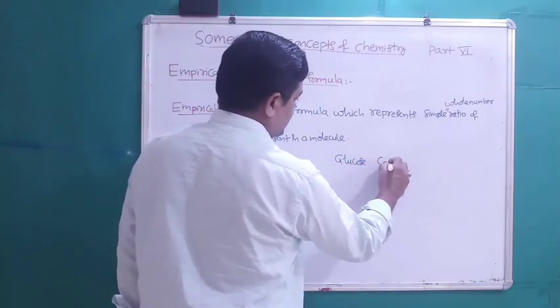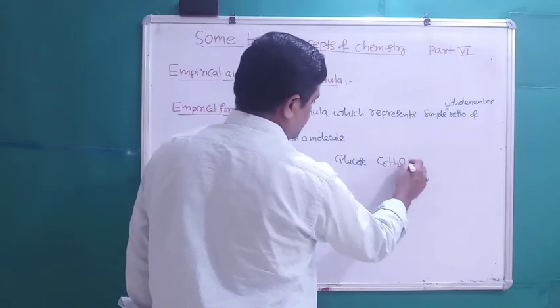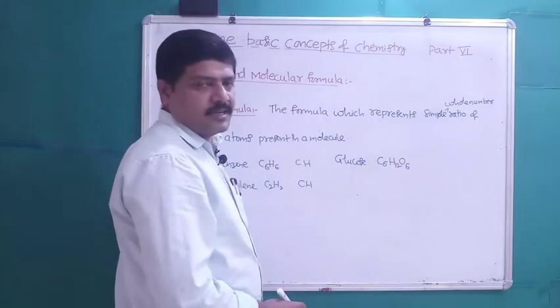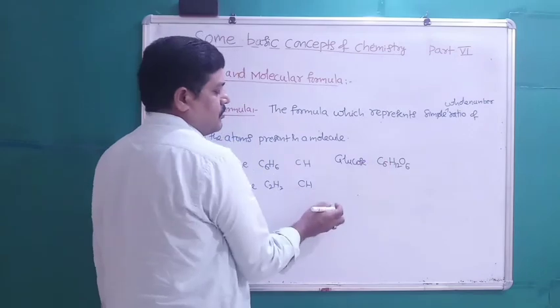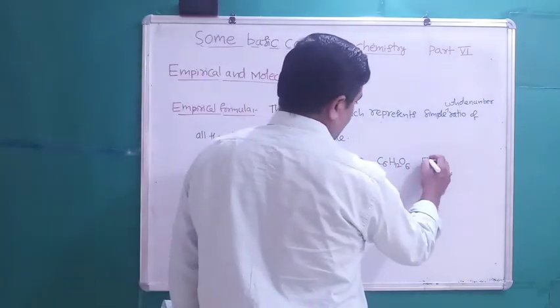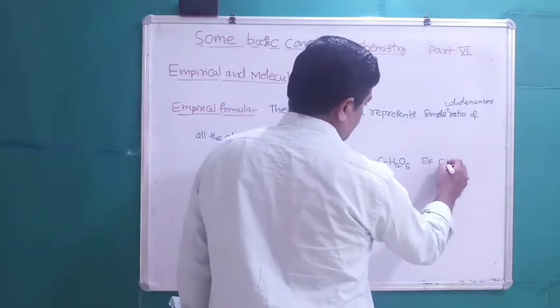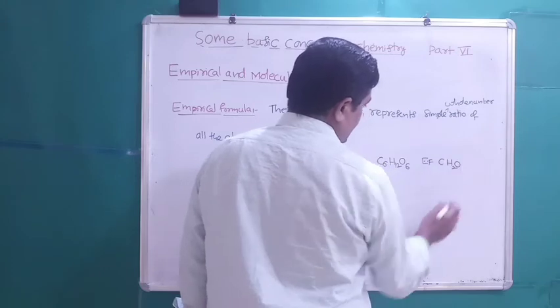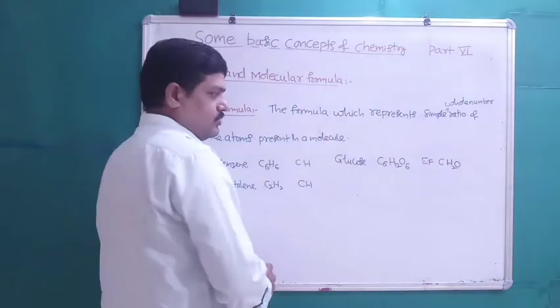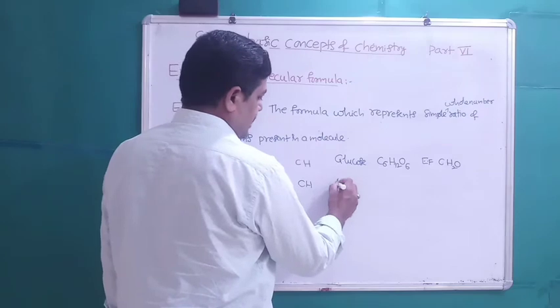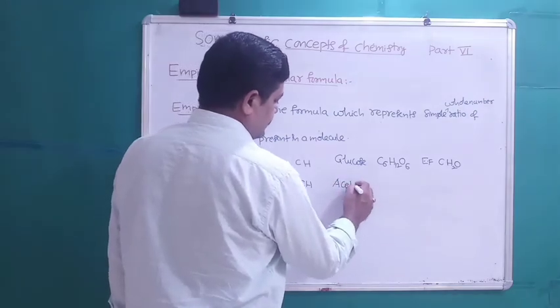Similarly, you take glucose, molecular formula C6H12O6. The simplest ratio, the empirical formula, will be CH2O, we are getting, right? CH2O.